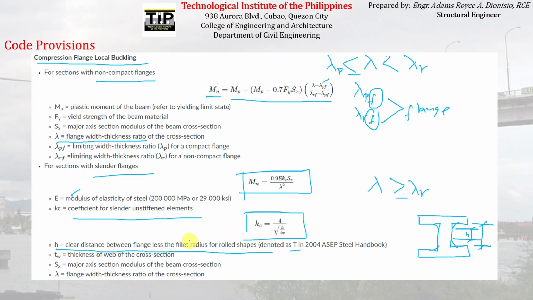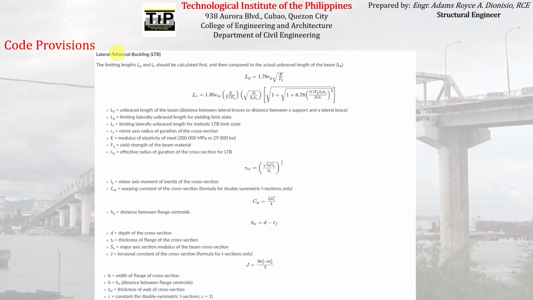tw, thickness ng web. Sx, section modulus with respect sa major axis. Lambda, flange width thickness ratio. Okay, so yung lambda dyan is the lambda f actually, the width thickness ratio of the flange. Okay, so that is checking for compression flange local buckling. Okay, kapag critical yung compression flange local buckling. Kung critical naman yung lateral torsional buckling, the checking that we do is with respect to the unbraced length, just like what I have mentioned a while ago.